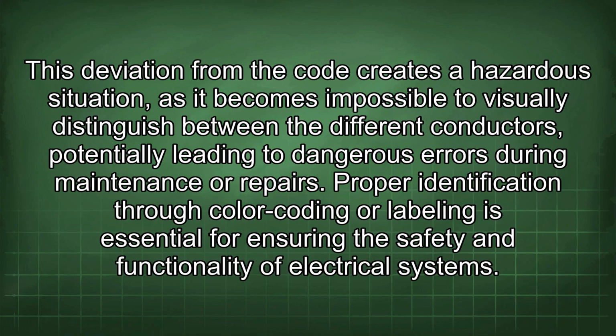This deviation from the code creates a hazardous situation, as it becomes impossible to visually distinguish between the different conductors, potentially leading to dangerous errors during maintenance or repairs. Proper identification through color coding or labeling is essential for ensuring the safety and functionality of electrical systems.